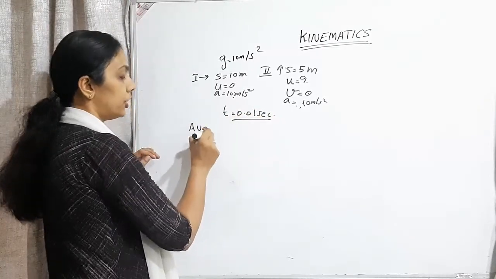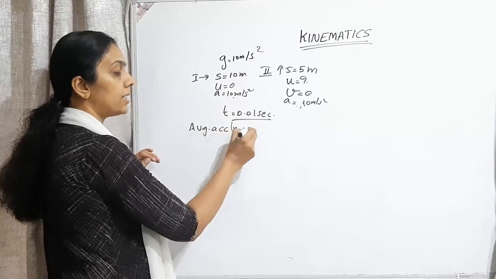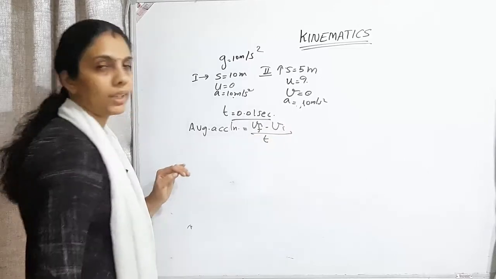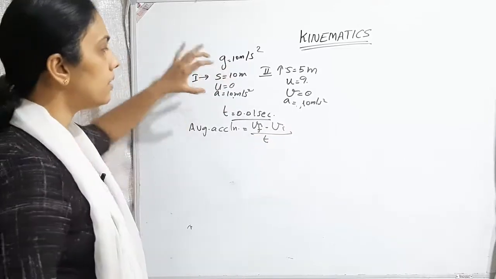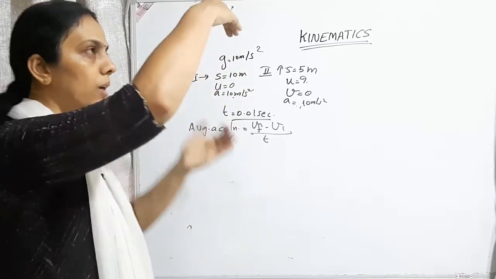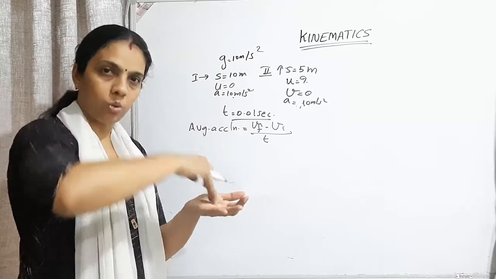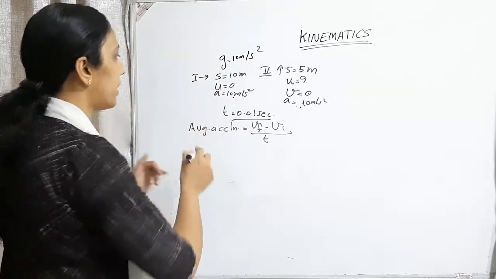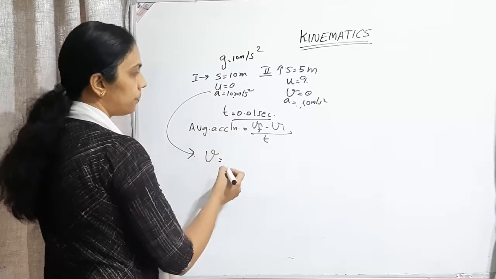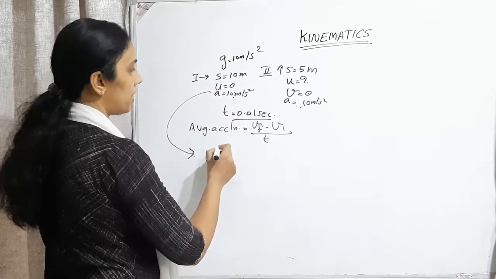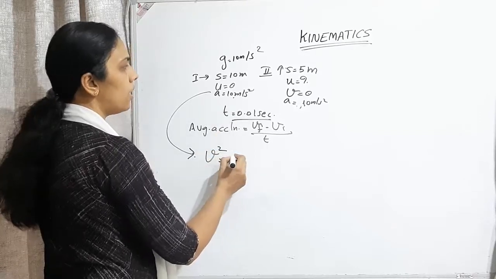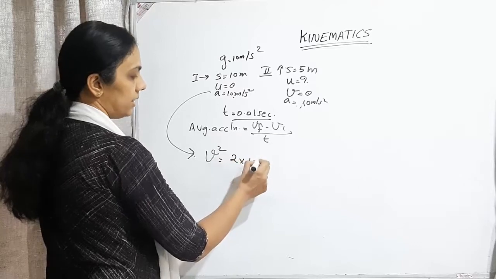Average acceleration. How can we find out average acceleration? Change in velocity divided by total time. So what is the total change in velocity which has happened over there when it is in contact? Initially the ball is coming in the downward direction. So what is the final velocity at this position? Here V square minus U square equal to 2AS. We can substitute, U square is 0, so V square equals 2AS.